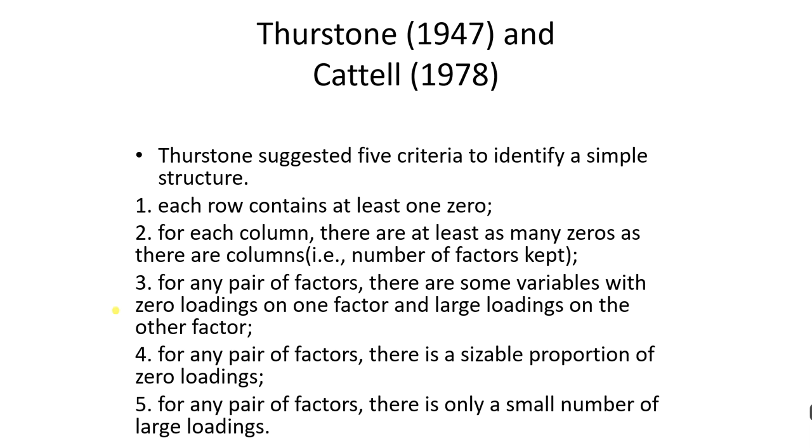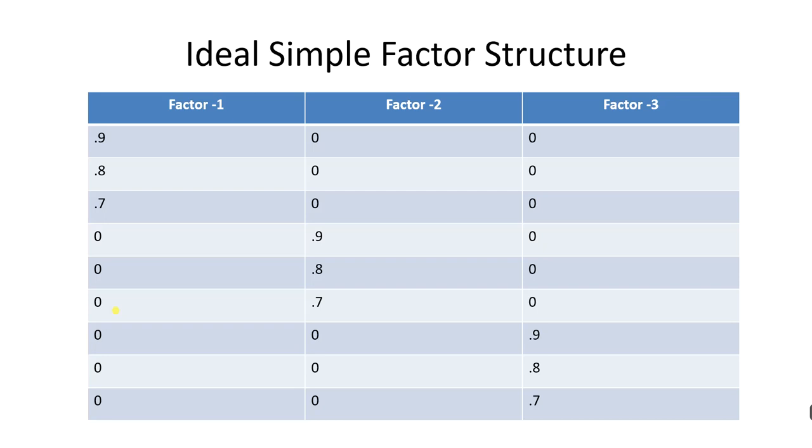Third, for any pair of factors, there are some variables with zero loadings on one factor and large loadings on the other factor. Fourth, for any pair of factors, there is a sizable proportion of zero loadings. And fifth, for any pair of factors, there is only a small number of large loadings. But to make these criteria simpler, I have created one ideal simple factor structure with some real loadings in this. This will help you to understand the meaning of the simple factor structure.